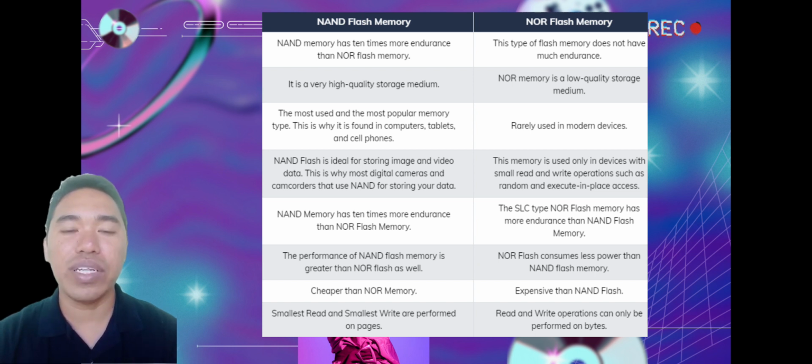NOR flash memory, on the other hand, does not have much endurance. NOR memory is a low-quality storage medium and rarely used in modern devices. This memory is used only in devices with small read and write operations, such as random and execute-in-place access. The SLC type NOR flash memory has more endurance than NAND flash memory.